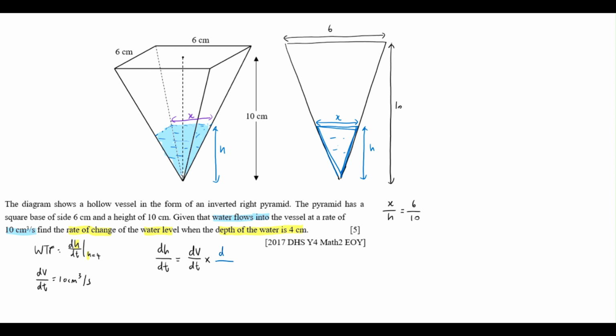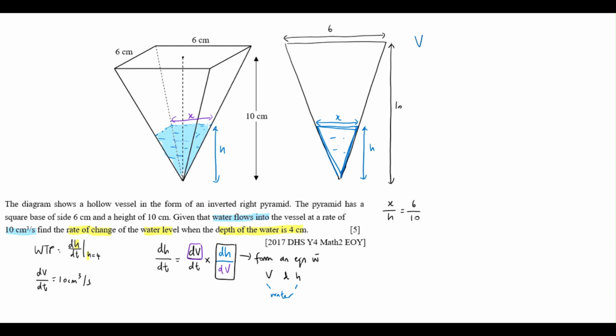So you want dH, so you have a dH there. You want to get rid of dV, so you have a dV here. Now, this is a hint for you to form an equation with V and H. Now, bear in mind that this V and H here are both talking about water, not the container. So, volume of water, height of water, which you know that the water follows the shape of the container, which is an inverted right pyramid.